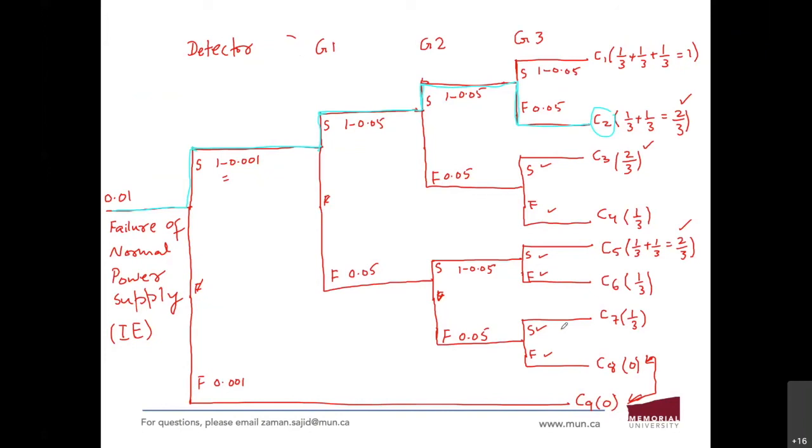Folks, I will go to the next slide and write down this result there. Now, because I'm interested in C2, it should be the product of 0.05 multiplied by 1 minus 0.05 multiplied by 1 minus 0.05 multiplied by 1 minus 0.001 multiplied by 0.01, which is the probability of my initiating event. That's what I will do in the next slide.